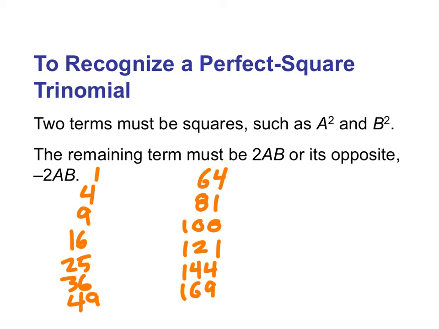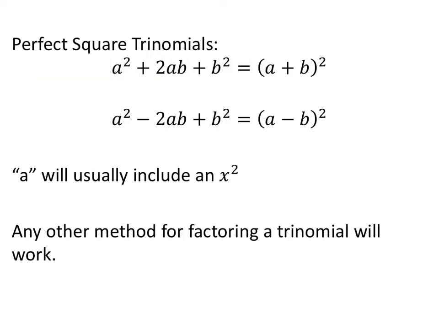Now, when it talks about the remaining term, it's talking about the middle term, which we'll see in this next slide. So if our first term is some kind of perfect square, it doesn't have to have just one factor in it. For example, it could be 25x squared, and then b might also be some squared value, like 16y squared, okay?